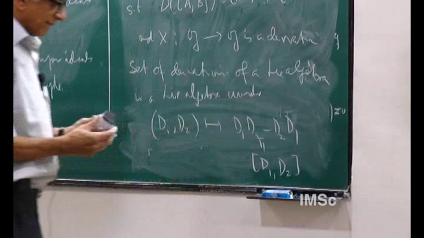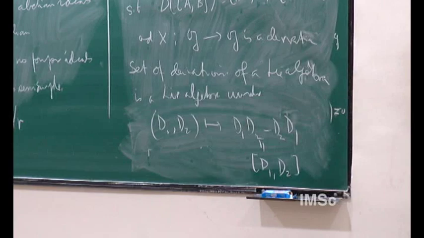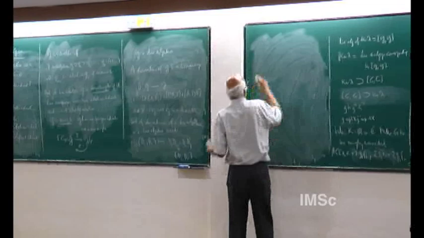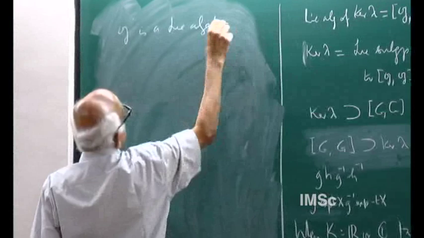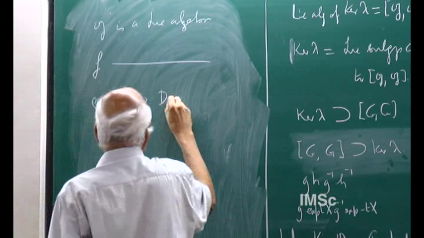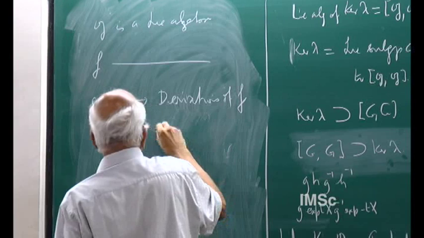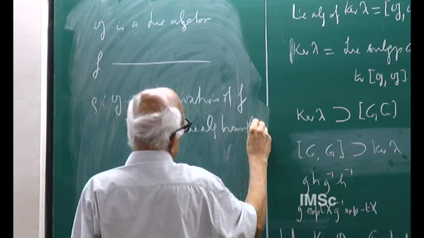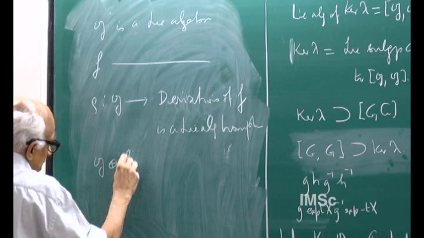And then with this, one can define the notion of a semi-direct product. Suppose G is a Lie algebra, and H is another Lie algebra, and suppose rho from G to the derivations of H is a Lie algebra homomorphism. Then on the direct sum, G direct sum H, I can define a Lie algebra structure.